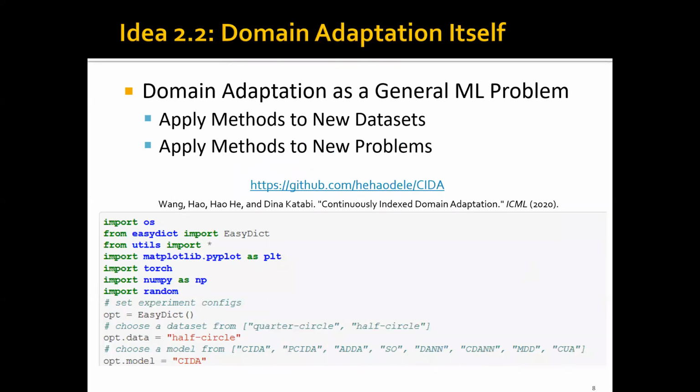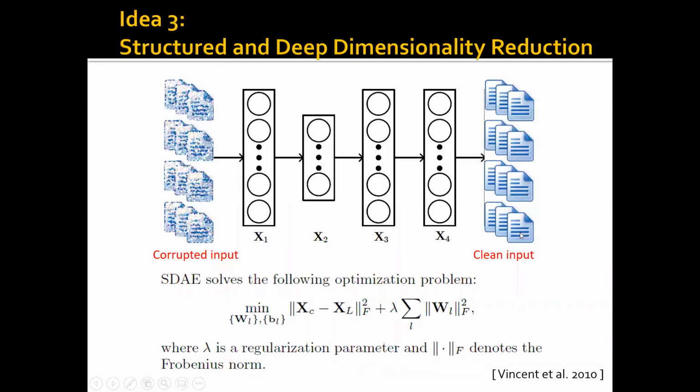And another idea is to improve the domain adaptation itself. But this is more like a general machine learning problem. And here we provide a list of several state-of-the-art domain adaptation methods. Possible extensions may be: one, you can apply these methods to a new data set; or you can apply these methods to new problems; or, even more interesting, you can try to improve the methods themselves.